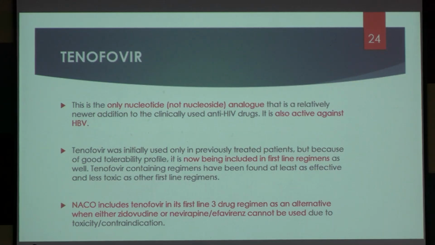Tenofovir. Tenofovir is again one of the NRTIs that is helpful in hepatitis B virus infection. It is the only nucleotide, not nucleoside, analog. It is a relatively newer addition. It is also effective against hepatitis B virus. Previously it was used to treat only previously treated patients. Now it is included as a first line regimen as well.